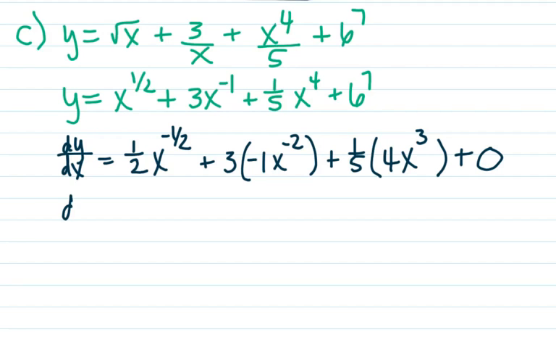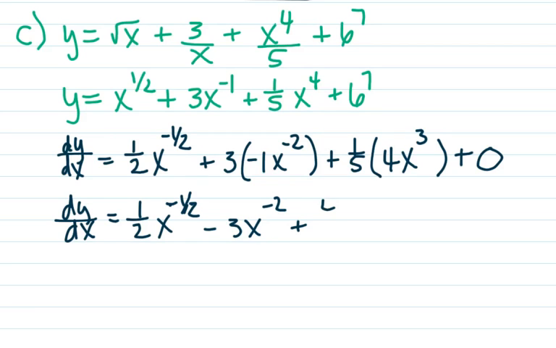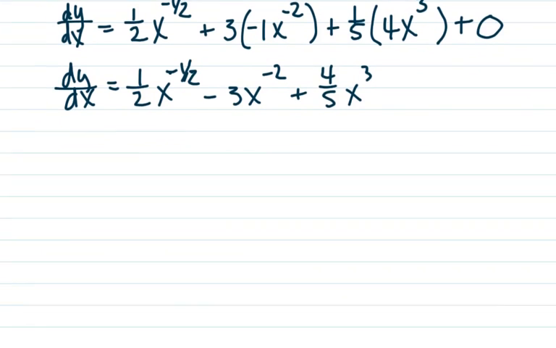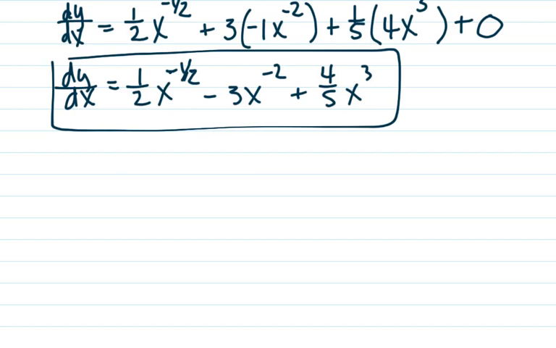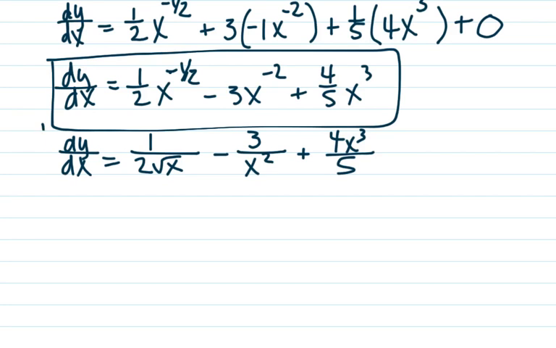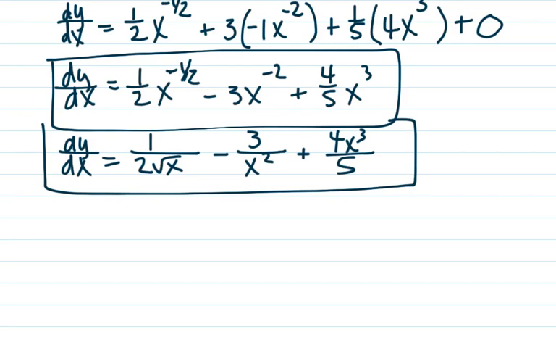Now we can actually clean everything up. So 1/2 x to the negative 1/2. This would become minus 3x to the negative 2. This would become 4/5 x cubed. And then that 0 would be gone. So this is one of the forms you could leave it in, or you could clean it up even one step further from there. Which, if you did that, would look something like this.